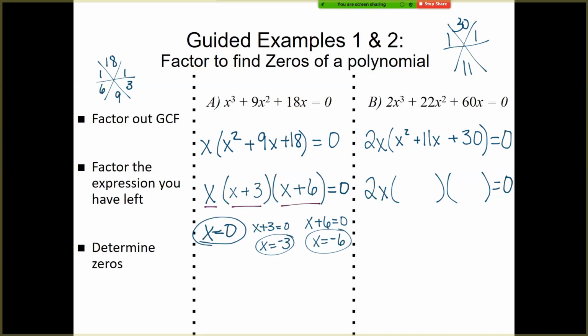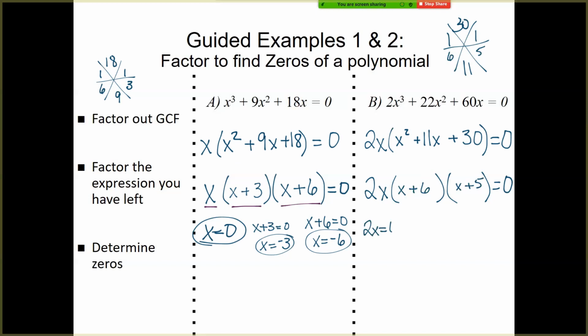Yep. So I'm going to use 5 and 6. 5 times 6 is 30, and 5 plus 6 is 11. So my factors are going to be x plus 6, x plus 5. Again, order doesn't matter as long as you have a 5 and a 6 in one of them. Now what do we do? Set them all equal to 0.